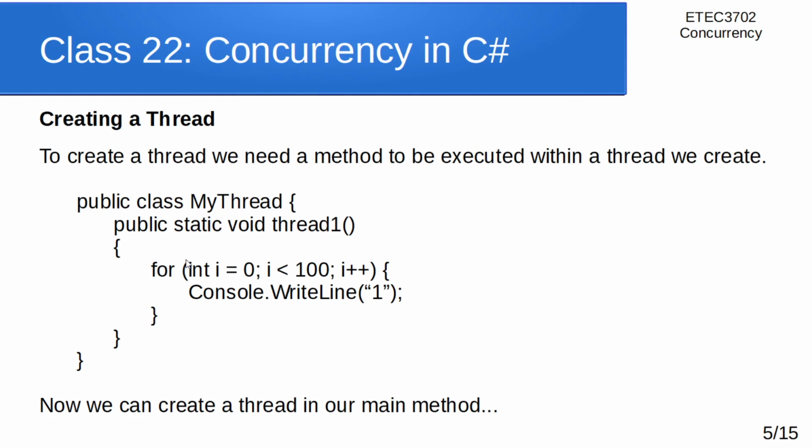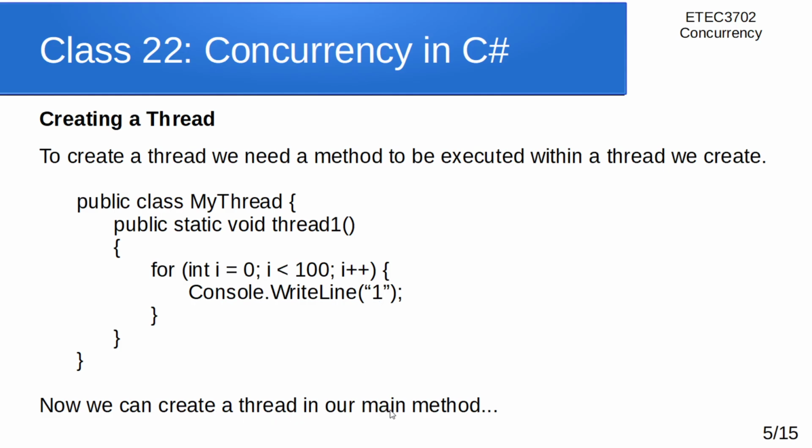And the example I'm going to do is I'm going to use the static method example. So here, for example, we're making this public class called MyThread. And inside of that class, we're making this thread1 method. And all it does is count from 0 to 100 and print out 1 every time. So console.WriteLine, we're writing out a 1. So this is going to print out 100 ones on the screen.